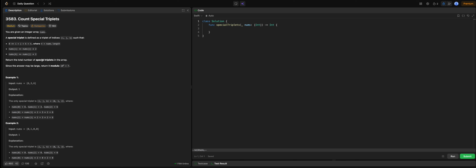Since the answer may be large, we have to return it modulo 10 to the power of 9 plus 7, that's 1,000,000,007. I just learned a better way to write a huge number in Swift. Initially we were writing it out in full, plus 7, but there is a much better approach. We can write 1e9, that's a billion technically, plus 7.